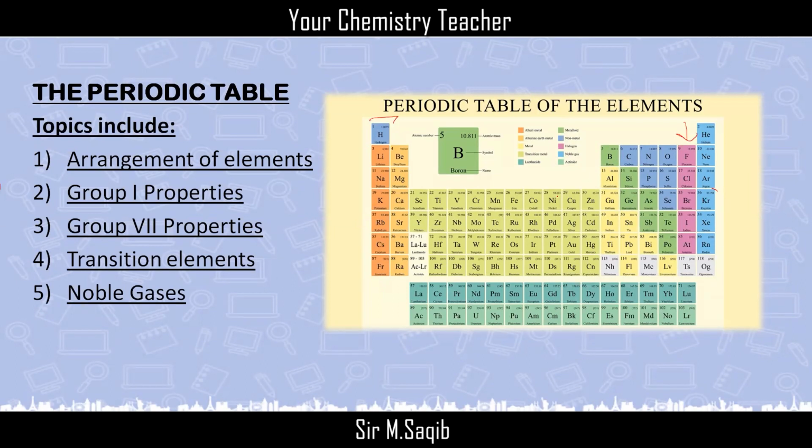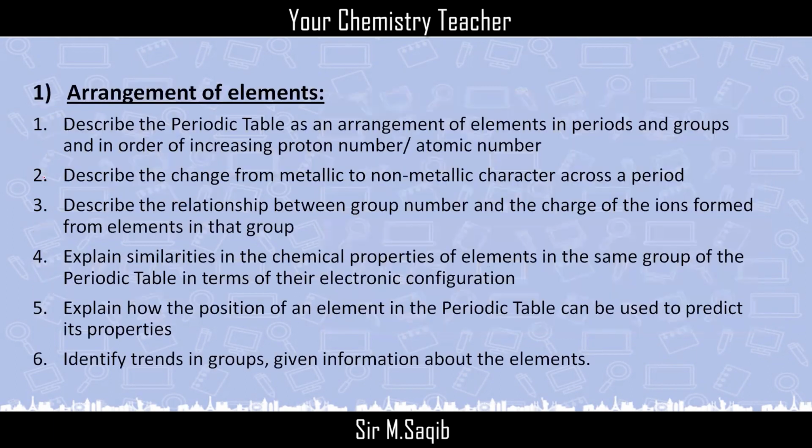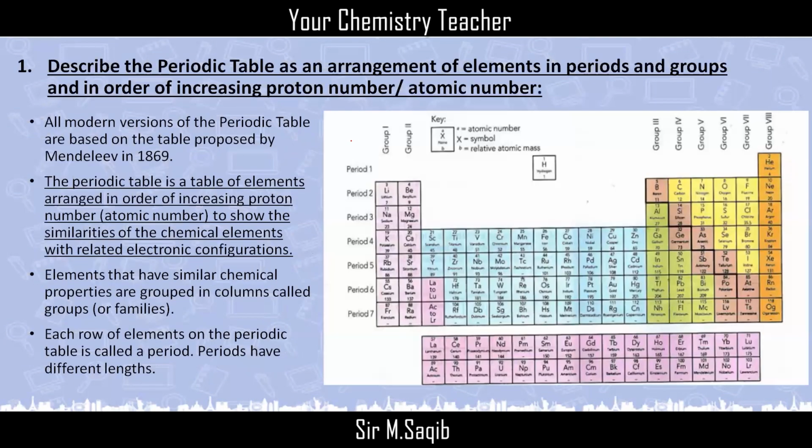But for now, we are going to study the first topic, which is arrangement of elements. In the arrangement of elements, we have some subtopics. The first is to describe the periodic table as an arrangement of elements in periods and groups and in order of increasing proton number, which is also called atomic number. So let's start with how the elements are arranged in this periodic table.